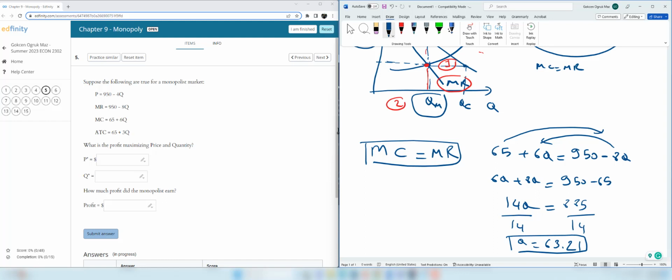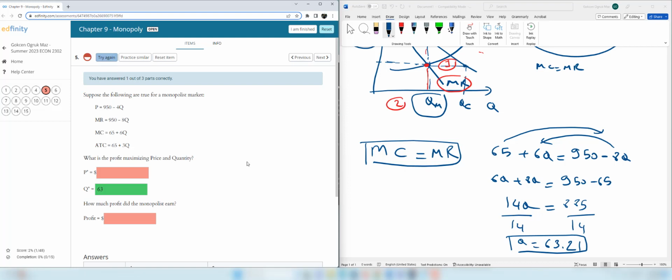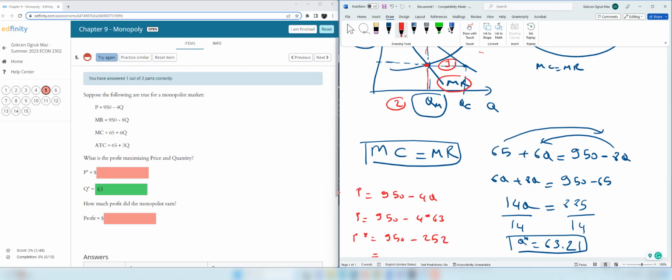So probably you cannot produce 63.21 quantities, but let's try 63 first. Yeah, you have to make sure that you are going to use the whole number, not the decimals, for the quantity. And to find out the price, we are going to plug this quantity star into price equation. So what is the price? Price equals 950 minus 4Q. So price equals 950 minus 4 times 63. And then price equals 950 minus 4 times 63, which is 252. And that's equal to 698. This is how we calculate the price.